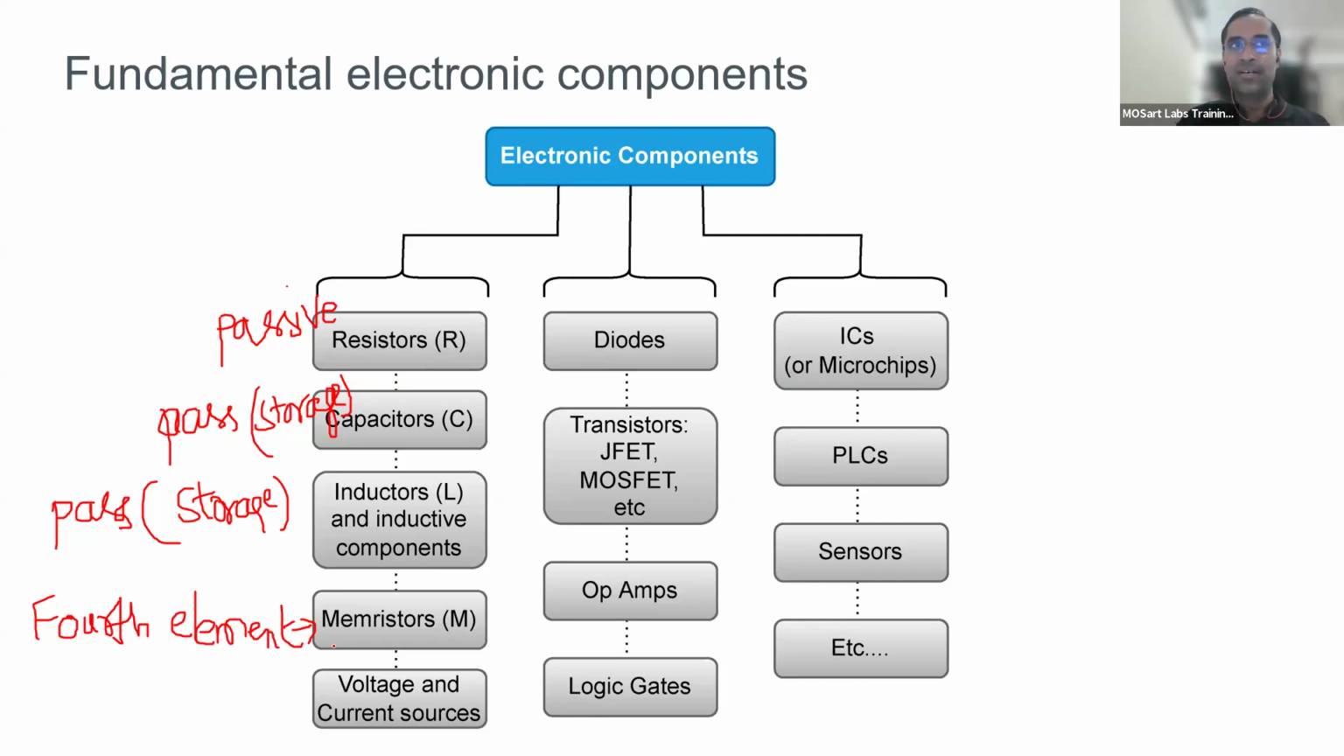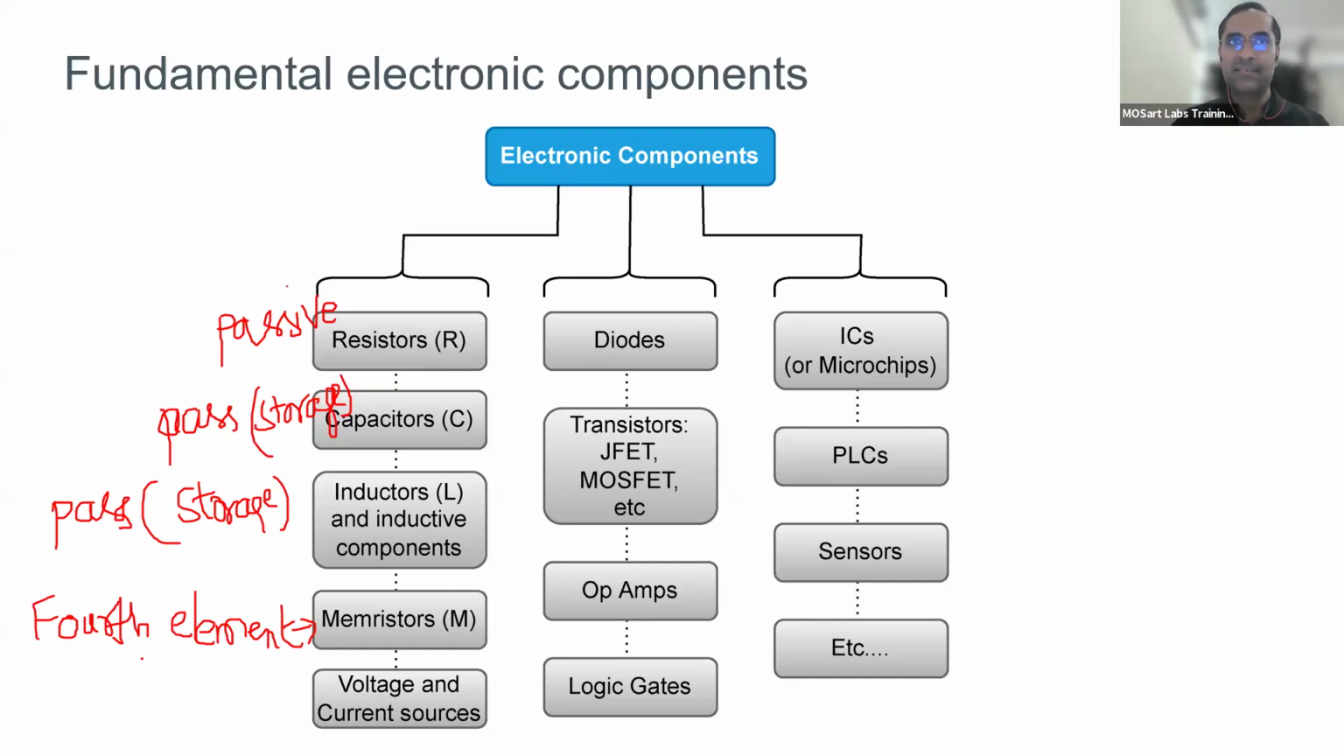This is called the fourth fundamental element, invented by Chua, C-H-U-A, in the 1970s. These memristors now play a very important role in emerging memory design. For those of you who are interested, it's a beautiful combination of how semiconductor materials are used to build such an element. This is called the fourth missing element. Read through it, a very fascinating topic.